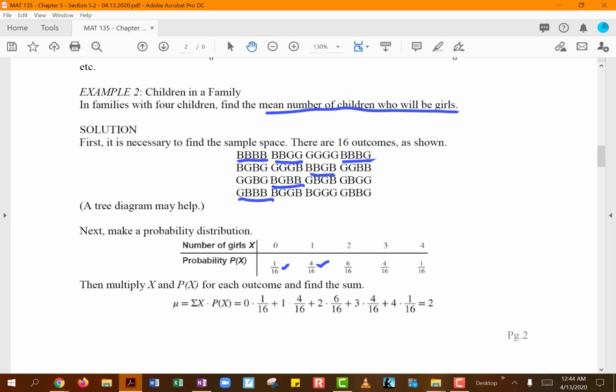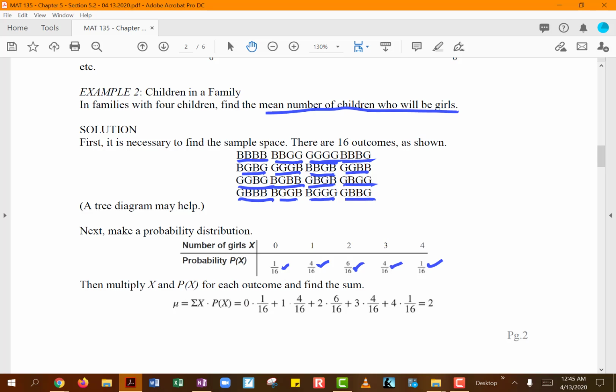and you can have 2 being girls, so that would be 1, 2, 3, 4, 5, and 6, right? So you're going to have 6 out of 16 outcomes where you would have exactly 2 girls out of the 4 children. And then, of course, we can have 3 out of the 4 of the children being girls, so that would be 1, 2, 3, and 4, so that would be 4 out of 16. And then there's only 1 out of 16 chance that all 4 of those kids would be girls, right?